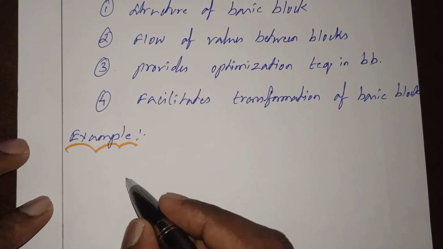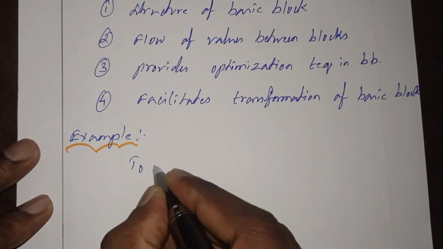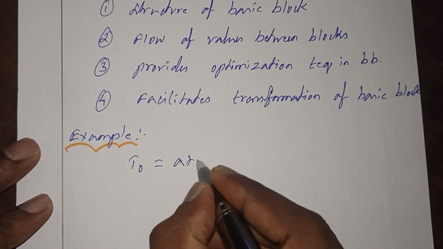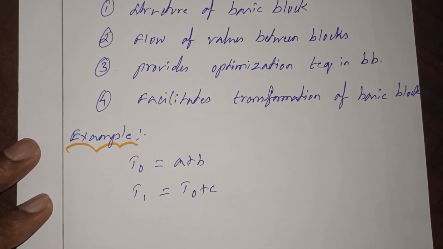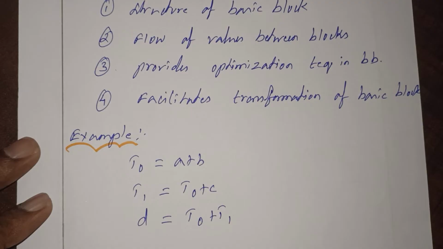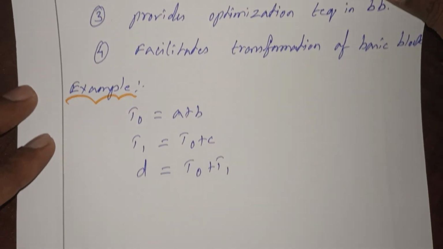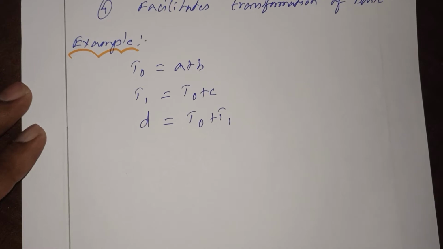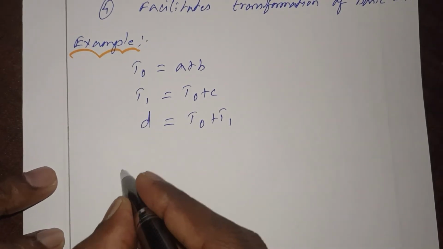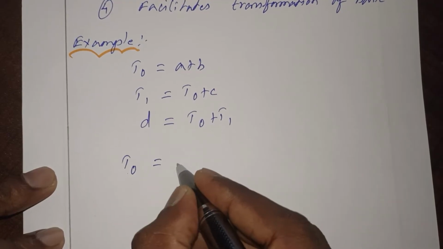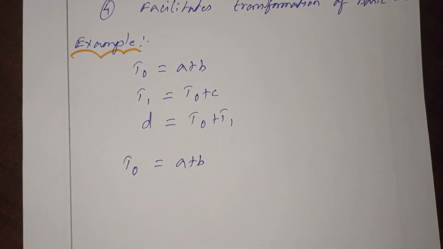Here you can see the first expression: t0 is equal to a plus b. Then t1 is equal to t0 plus c, and finally d is equal to t0 plus t1. This is the basic expression we have taken. All of these expressions have a dependency on other processes. Say, for example, I am starting with t0, so t0 is equal to a plus b. I am going to have one expression, and later ones depend on the others.